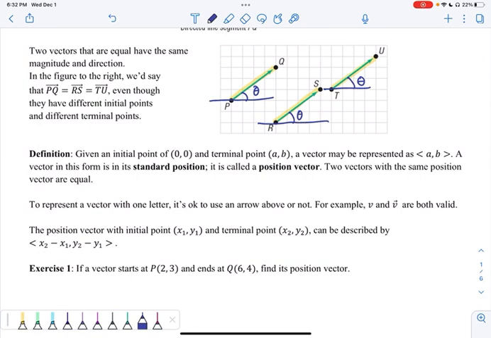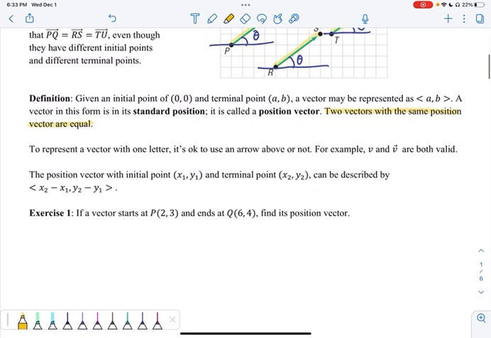So given an initial point 0, 0, that's the origin, and a terminal point (a, b), a vector may be represented by ⟨a, b⟩. A vector in this form is in standard position, and it's called a position vector. So these are terms that we'll want to remember. And then this is a key thing. Two vectors with the same position vector are equal. Okay, so we'll have to keep our eye out for that.